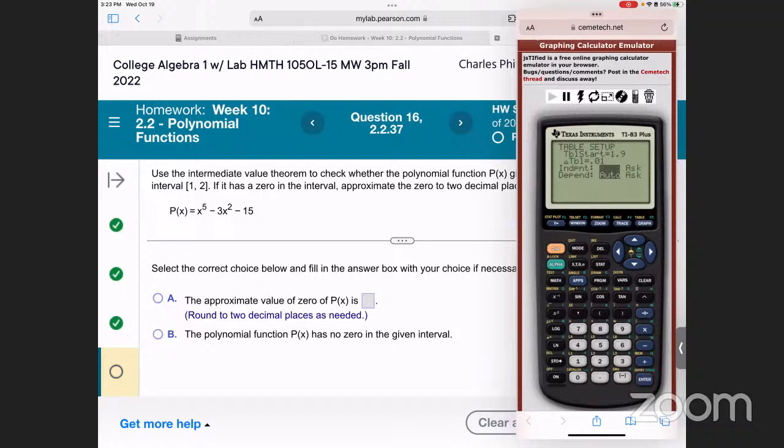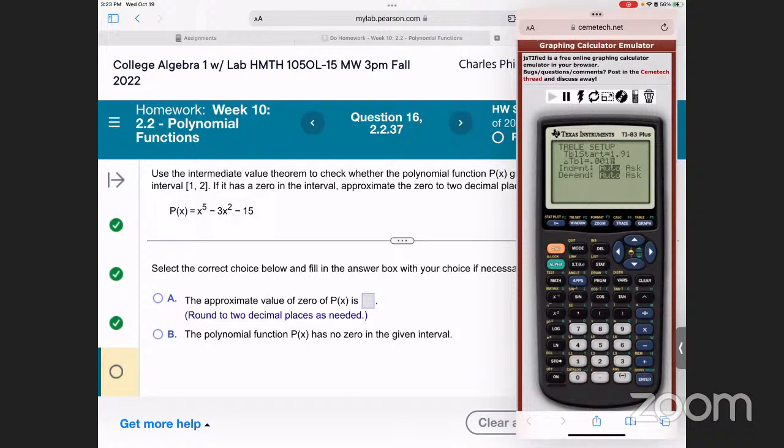Okay, let's go back to the table. And there is a sign change there. The sign change is between 1.91 and 1.92. So now, if we're just redoing what we did before, we want the table to start at 1.91, and now we want to change by 0.001.